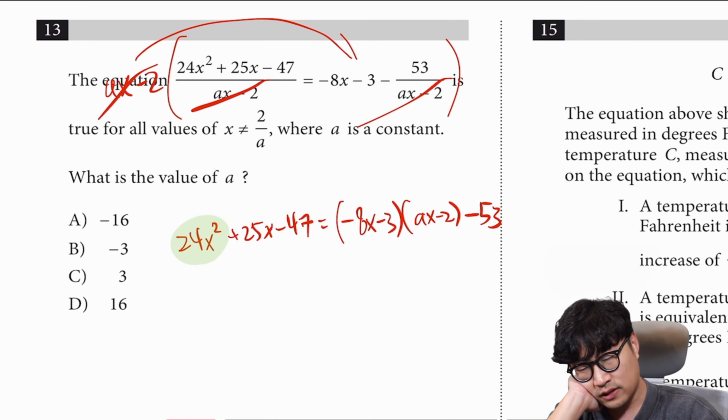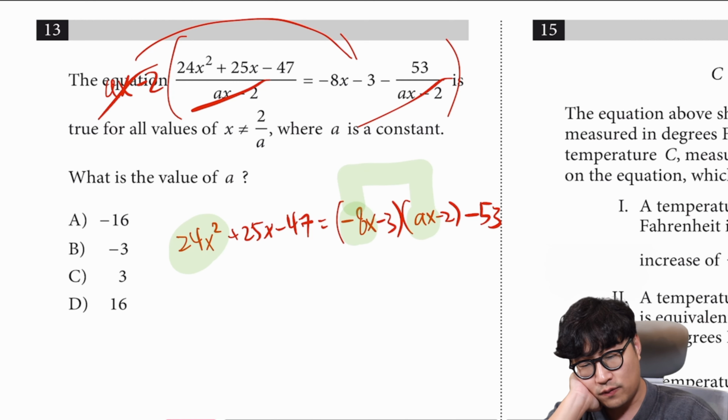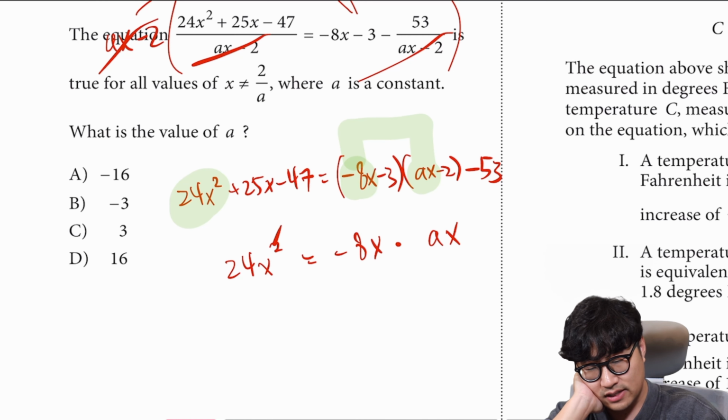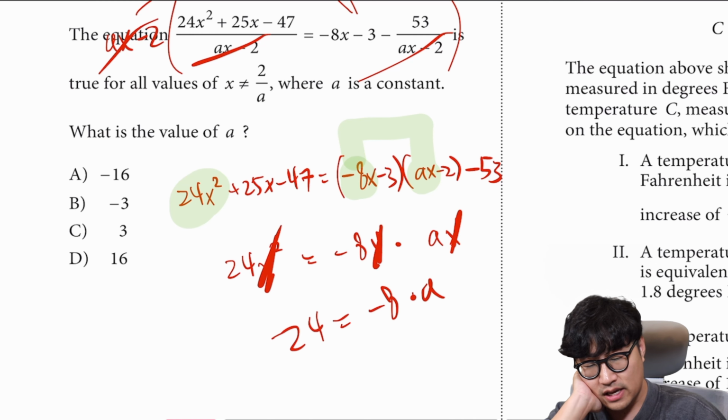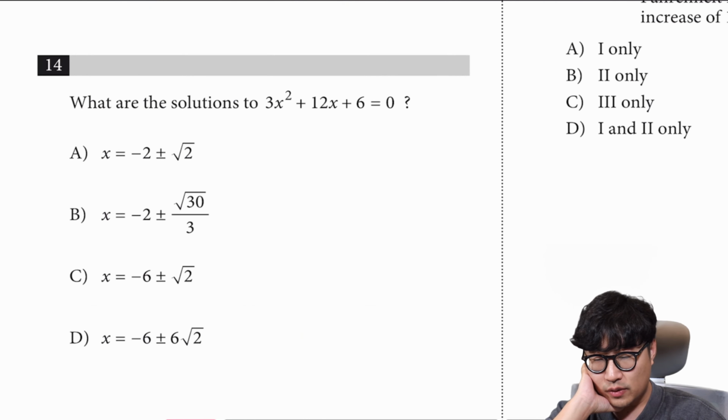Because you just have to look at the very leading term. That negative 8x and the ax together better give you that 24x squared. So basically 24x squared is equal to negative 8x times ax. So just cancel all the x's. 24 is equal to negative 8 times a, so a has got to be negative 3. Number 14, what are the solutions?